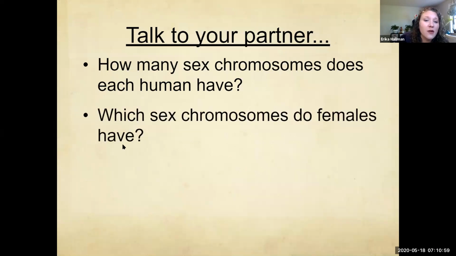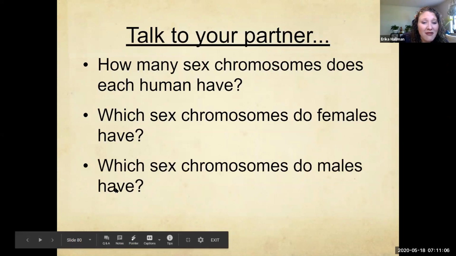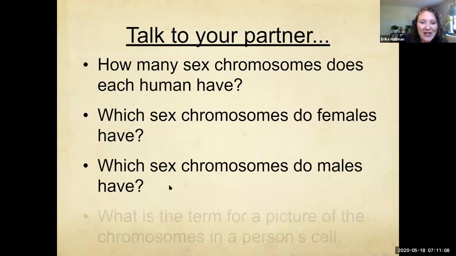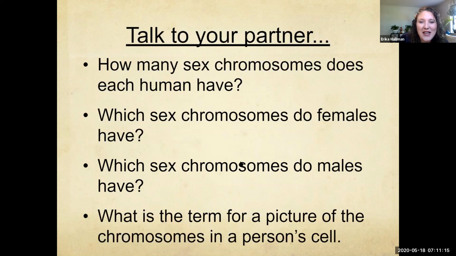Which sex chromosomes do females have? Think about it. Good. XX. Which sex chromosomes do males have? Good. XY. And what is the term for a picture of all of the chromosomes in a person's cell? It's going to be a karyotype.